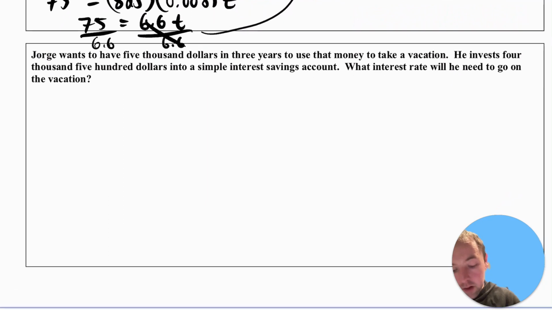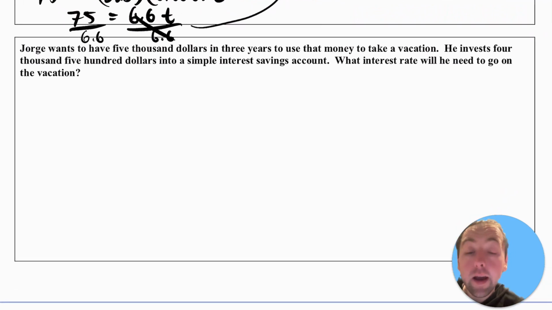All right, one last problem here is that Jorge wants to have $5,000 in 3 years' time to be able to use that money to take a vacation.